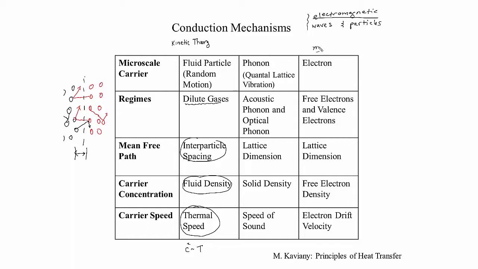For metals, a similar description applies where we think about electrons as the transfer mechanism. So it's either valence electrons or free electrons. The correspondence to the fluid density is going to be the free electron density. The correspondence to the thermal speed is going to be some sort of electron drift speed. And the interparticle spacing is similar, it's a lattice dimension.